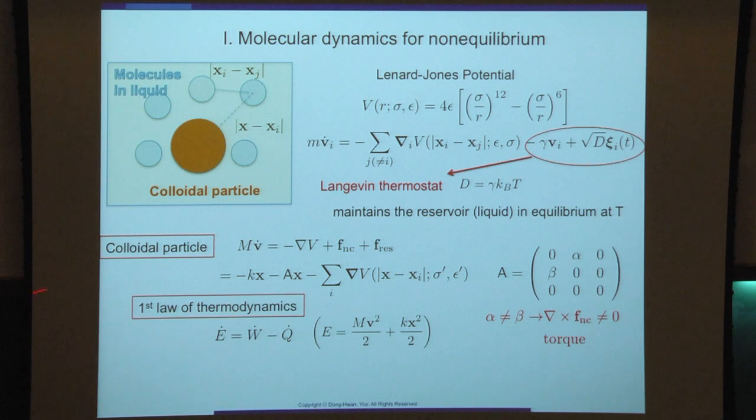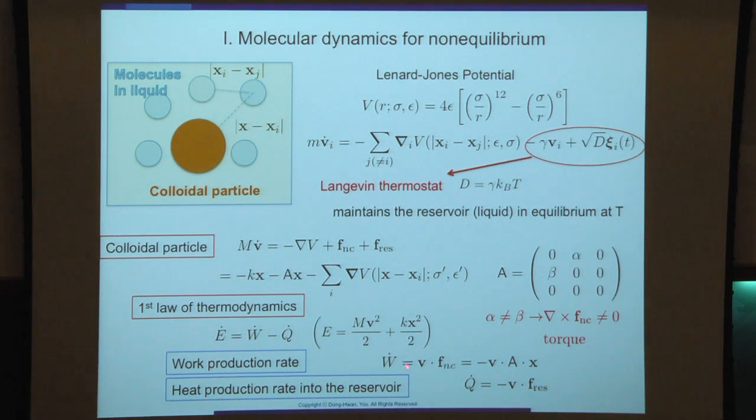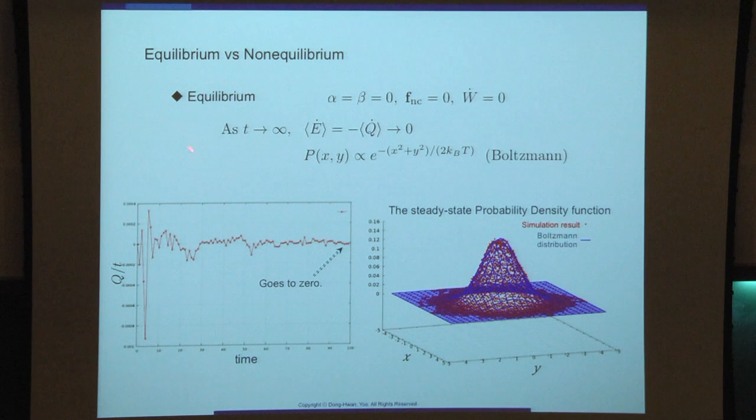And the first law of thermodynamics holds in the system, which is nothing but the energy conservation law. E is the total energy of the system, and W dot and Q dot are the work production rate and heat production rate. Work production rate is the rate of the work done by this non-conservative force. So if there's no non-conservative force, there's no work production. And heat production is nothing but the rate of work done by this reservoir potential. I put this minus sign here. In that way, I define the heat. Heat is the amount of energy transfer from the system to the reservoir. That's just a convention.